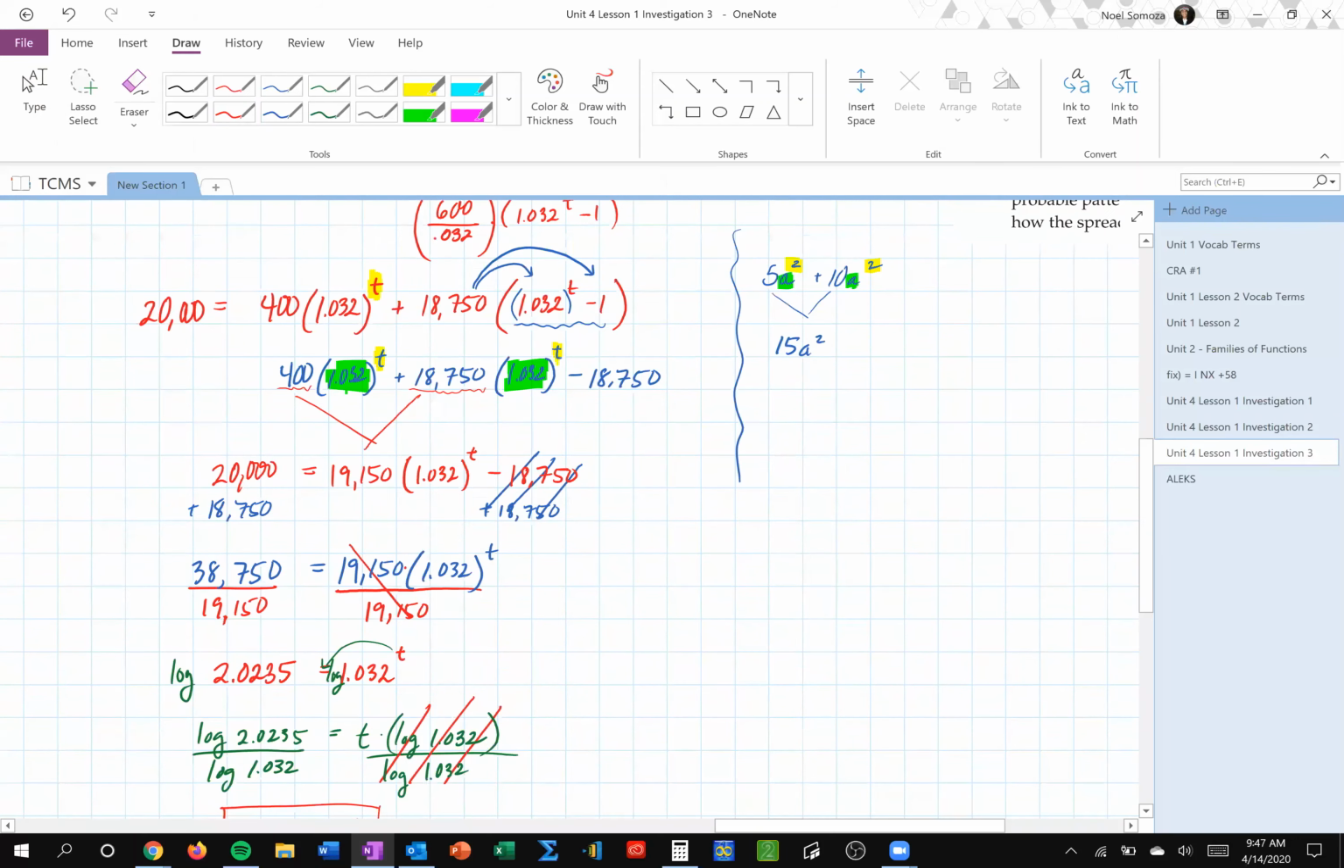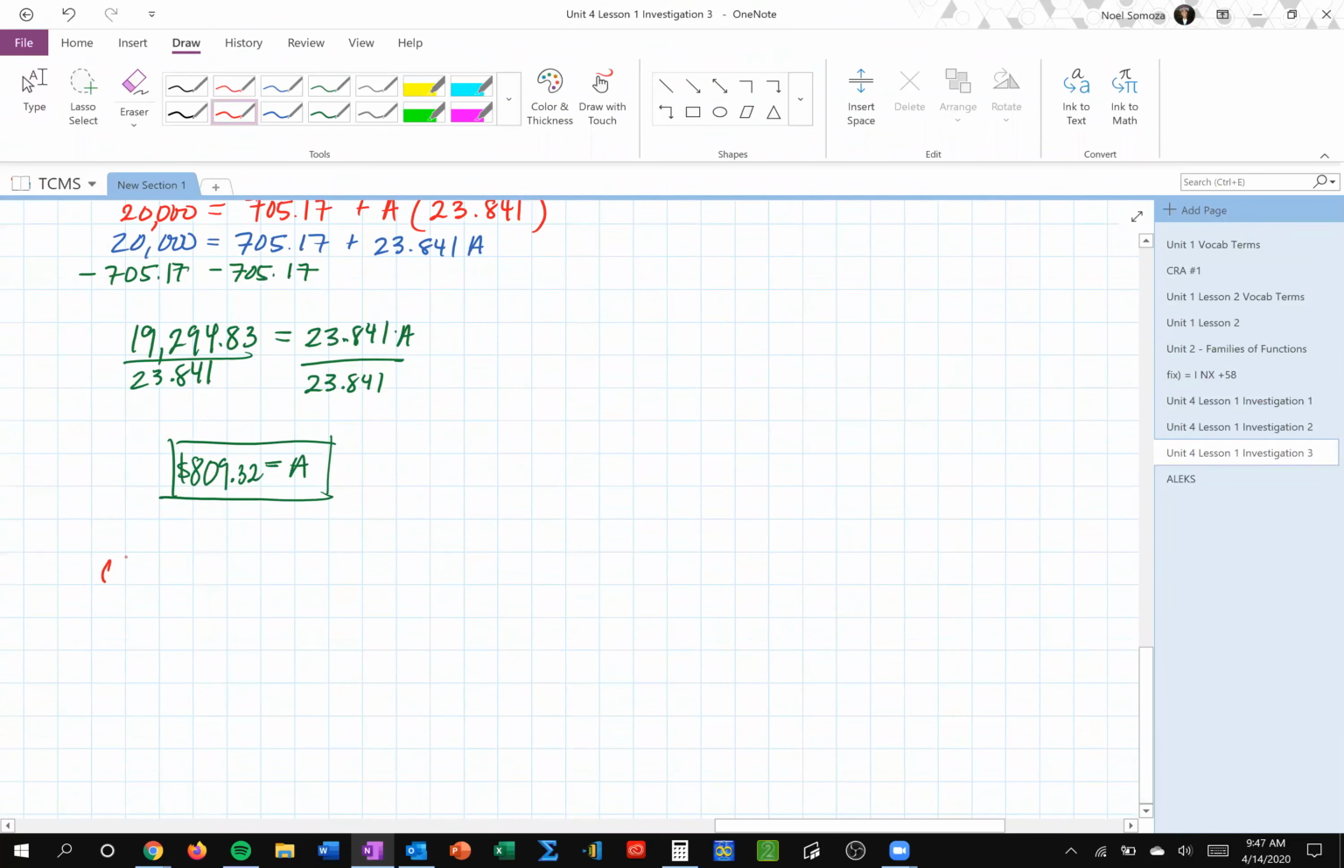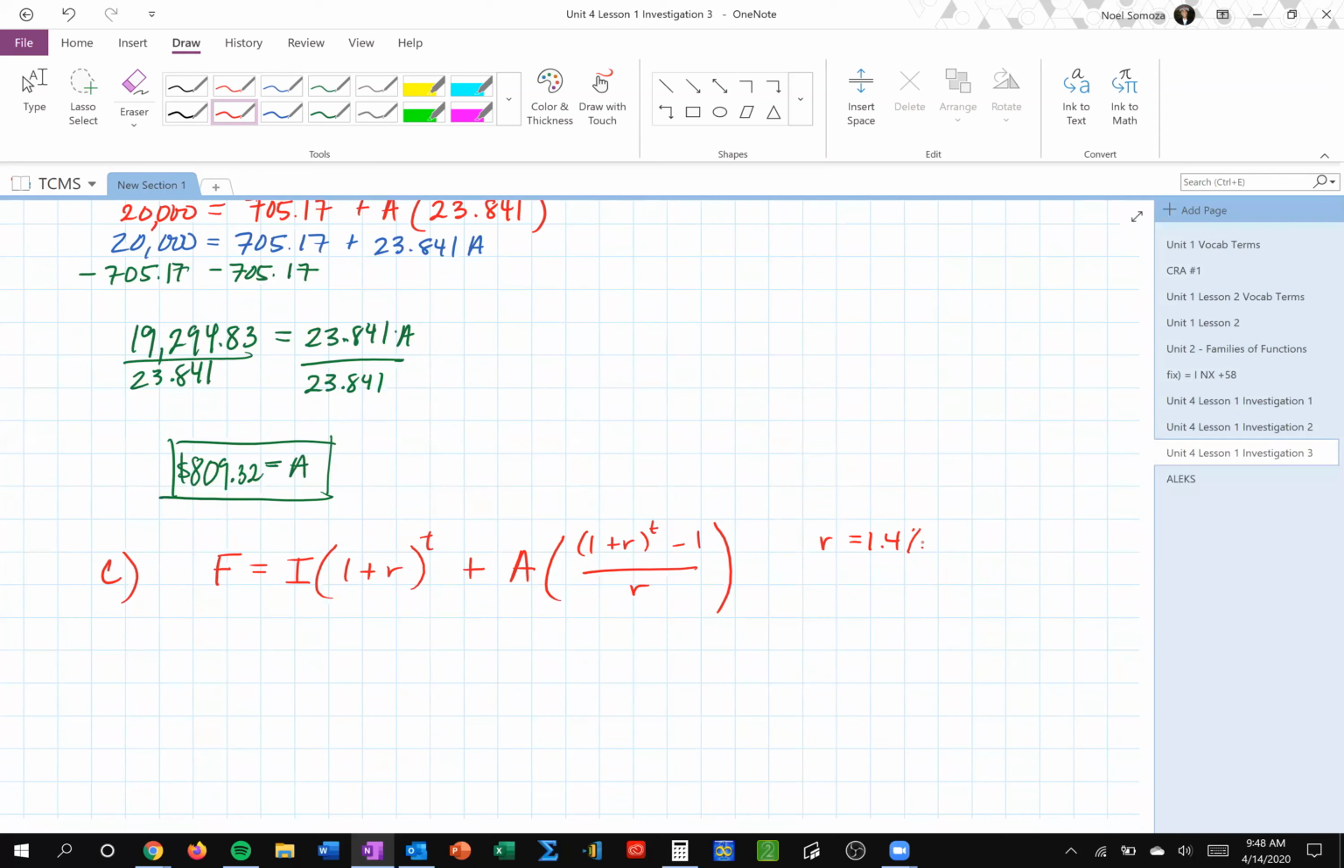So in order to set that up for part C, final value formula. Okay, what we've established here is, well, first of all, we have a new rate of 1.4%. Now, 1.4% compared to what we were working with is a bit of a drop, because the old percentage was 3.2%. Okay, so the rate has dropped.